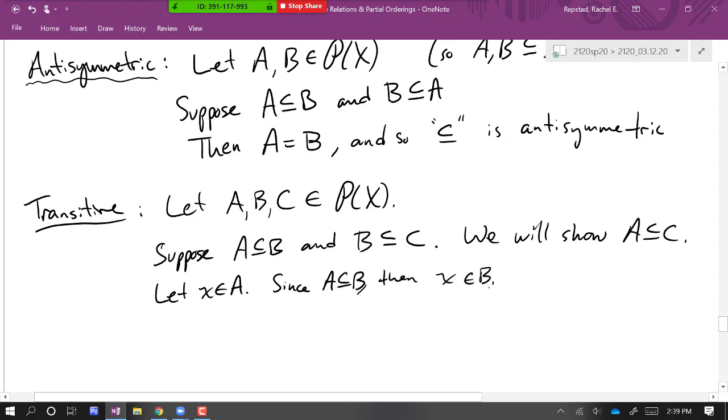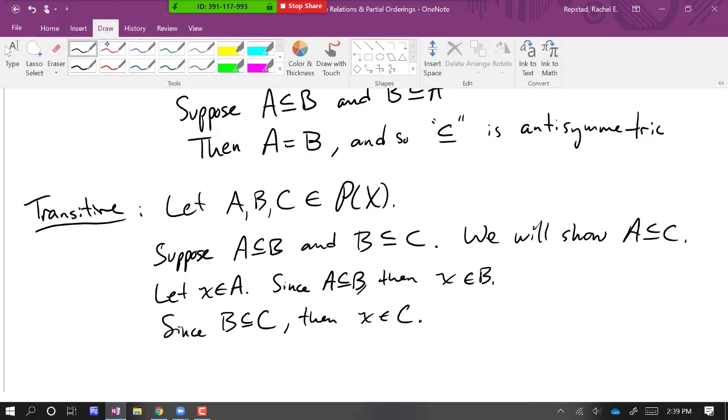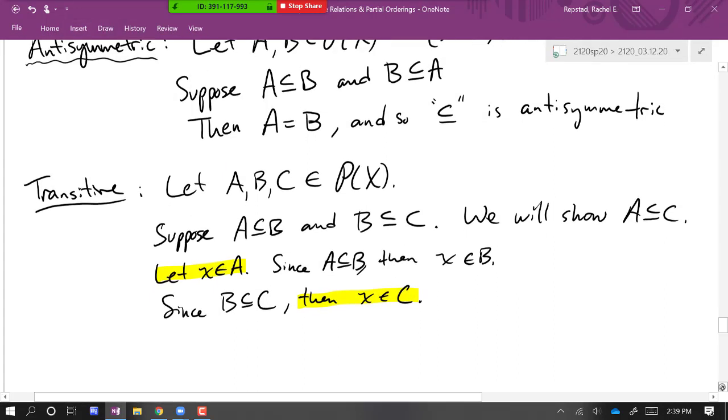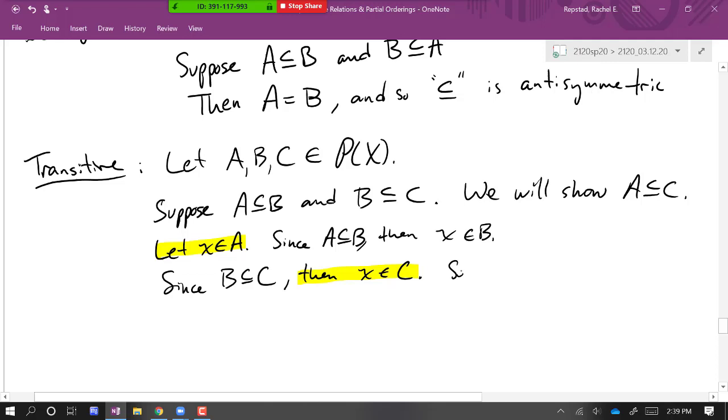What am I going to say next? Since B is a subset of C, little x must be an element of C. So we said let x be an element of A, and then we concluded that x is an element of C, and that means that A is a subset of C. And that means that the subset relation is transitive.